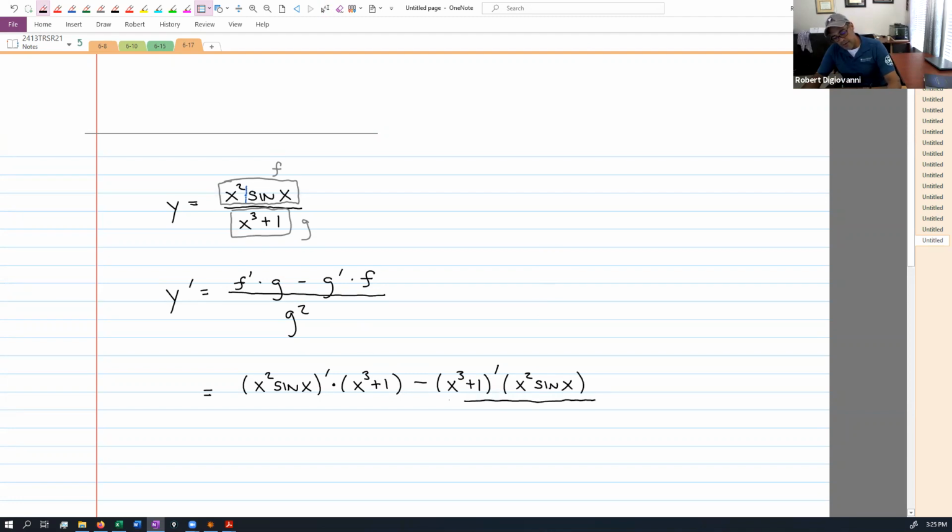Everything divided by g but squared. So x cubed plus 1, that whole thing squared.